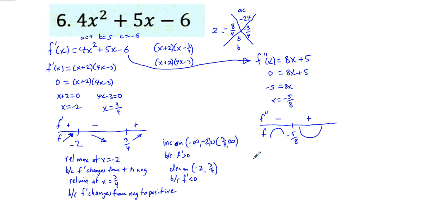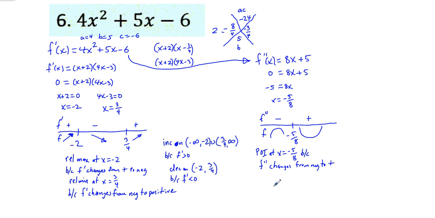So we say there's a point of inflection at x equals -5/8 because f double prime changes from negative to positive.